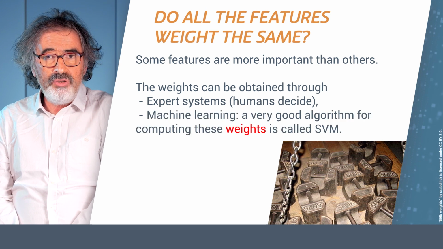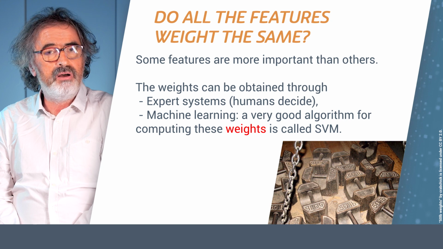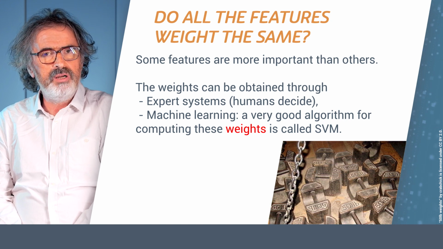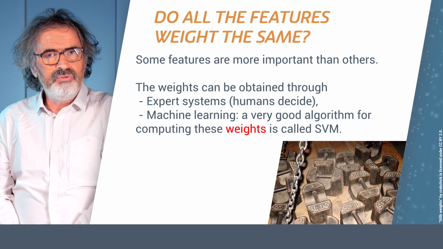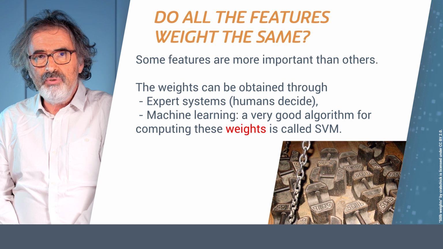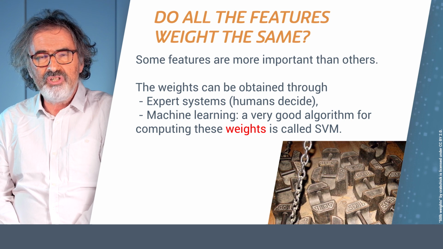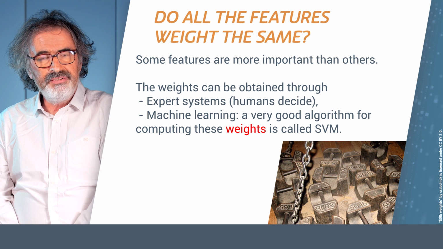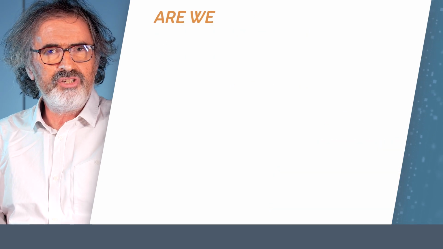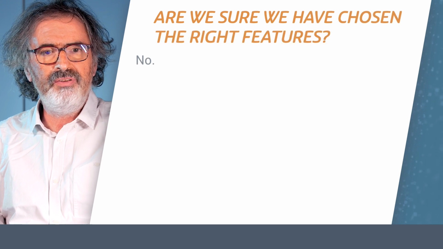We could think of the humans adjusting the values of these features, and this is how artificial intelligence worked a long time ago. But today, it is the machine learning algorithm which is going to compute the different weights associated to the features. Some features can even have negative weights. So there is a question there. Perhaps we have chosen the wrong features.